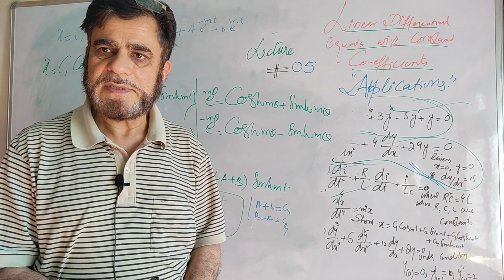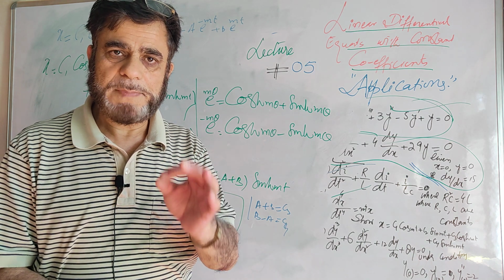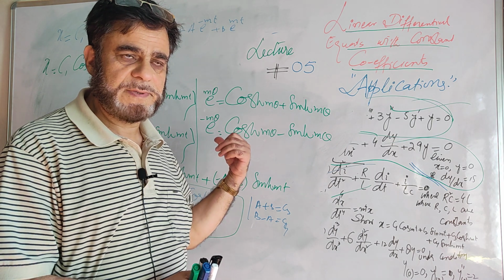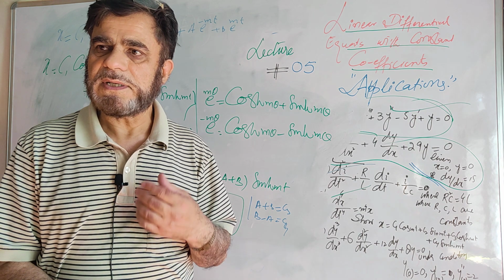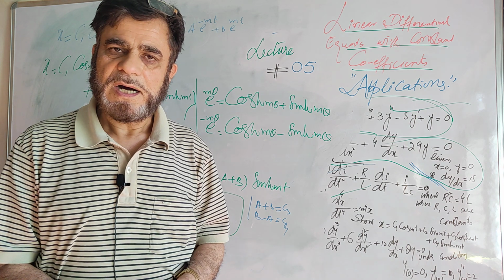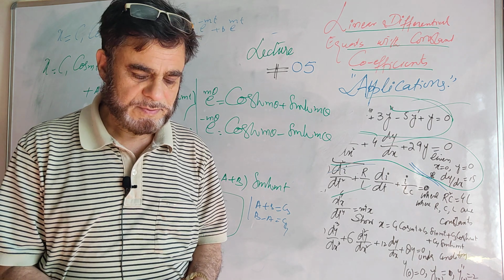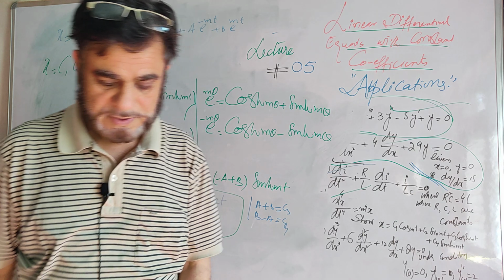Because when we solve the differential equation, in case the right side is not 0, we have 2 parts of the solution. One is the complementary function. You have to go for the complementary function in this way. And the second part is the particular integral. Now we have to learn in the next lectures how to find out the particular integral. Then you will get the complete form of this linear differential equation with constant coefficients.